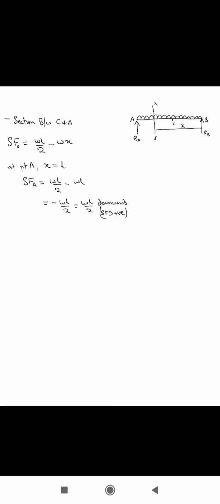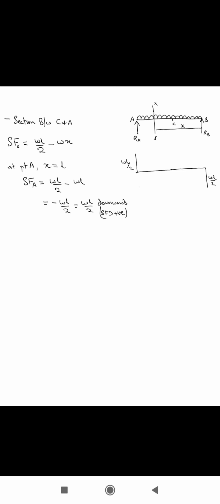Now, so we have got the values. Now we'll draw the SFD for this particular case. So let's draw the datum line. This is the datum line. Now at point B, we had WL by 2, which was down, and at A we have WL by 2, which was upwards. So this is WL by 2, this is WL by 2. One is positive, one is negative, and let's say this is point C.